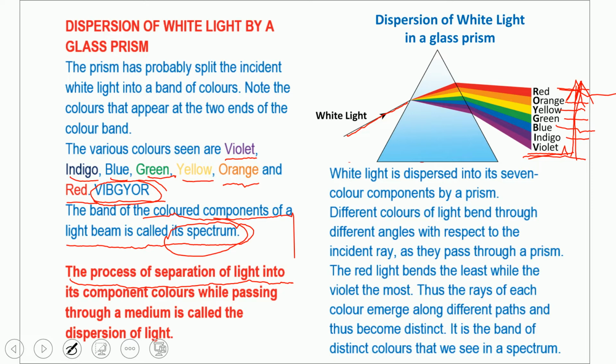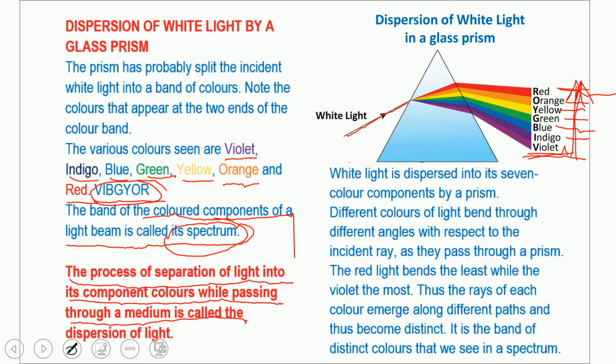The process of separation of white light into its component colors while passing through a medium. Now here which is the medium? Prism is the medium. Normally it is maybe a denser medium. So what is dispersion? The process of separation of light into its component colors while passing through a medium is called the dispersion of light. Sure?